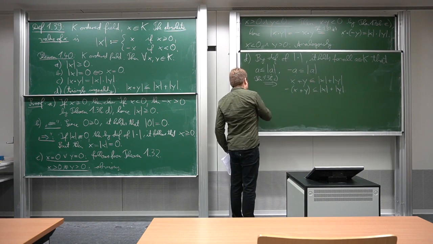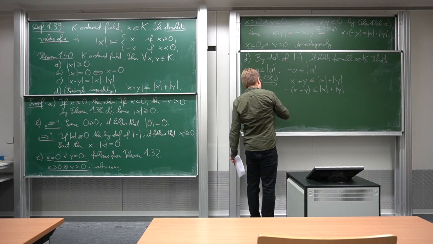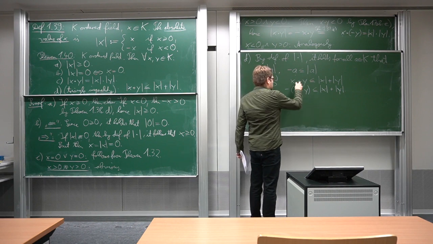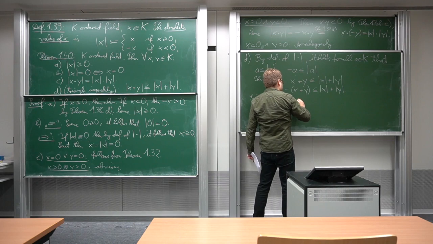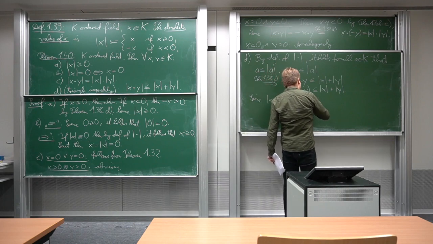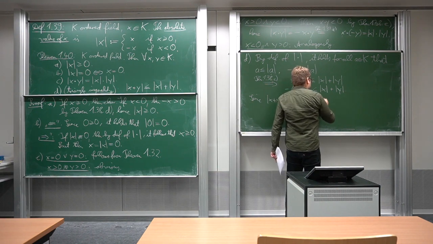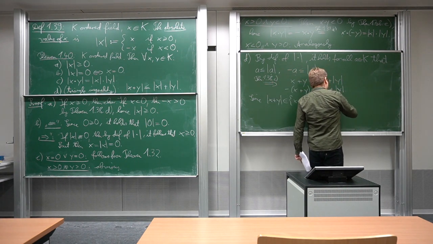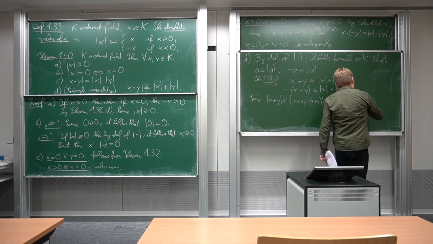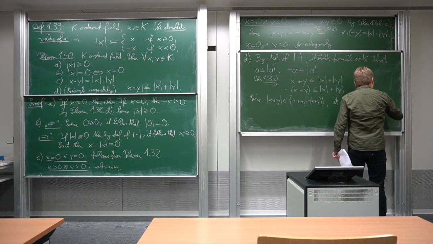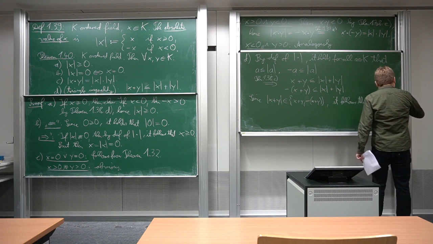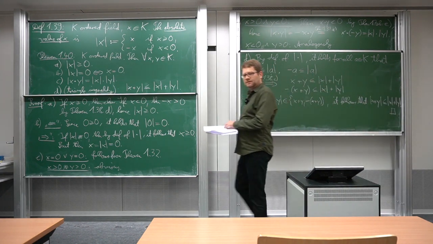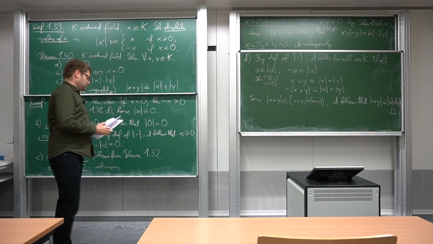So now we know, since the absolute value of x plus y is one of the two, so this is an element of the set which just contains x plus y and minus x plus y, and both of them are smaller than or equal to this number, we get that the absolute value of x plus y is smaller than or equal to the sum of the two absolute values, and this is what we wanted to show. Okay, so much for that.